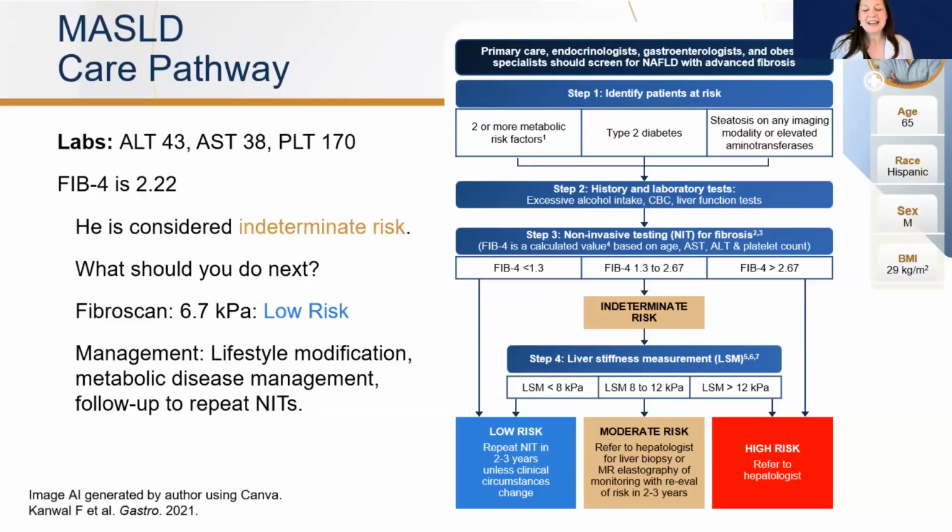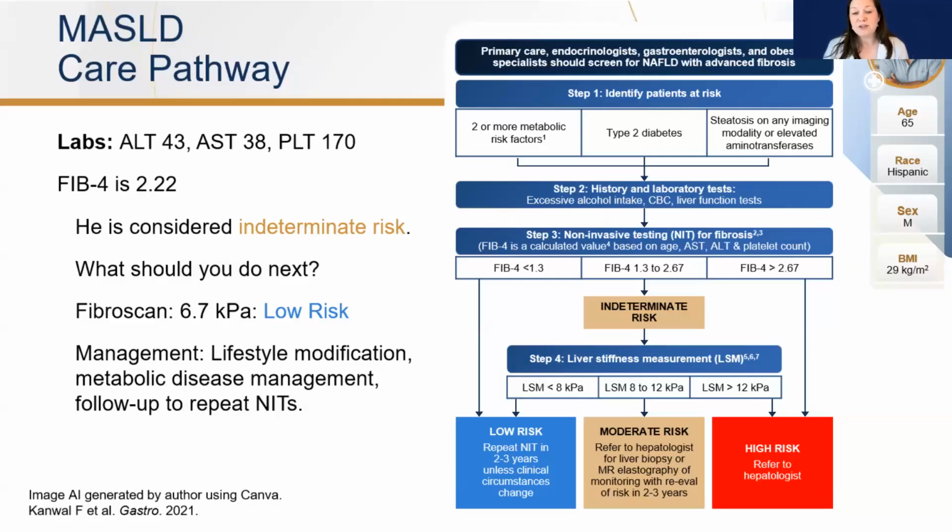Since we've determined that he's an intermediate risk, we did decide to do a FibroScan for him, which shows that he has a 6.7 kPa. That's his liver stiffness score. And that shows that he's low risk based on the liver stiffness score of less than 8. Anything between 8 and 12, he would be considered a moderate risk, or greater than 12, he would be considered high risk, and we'd want to refer him to a transplant hepatologist.